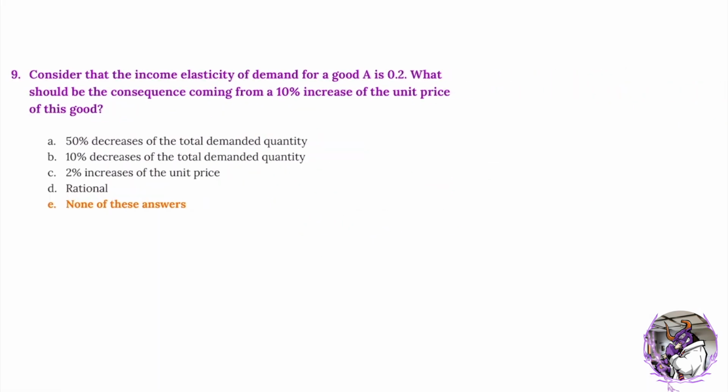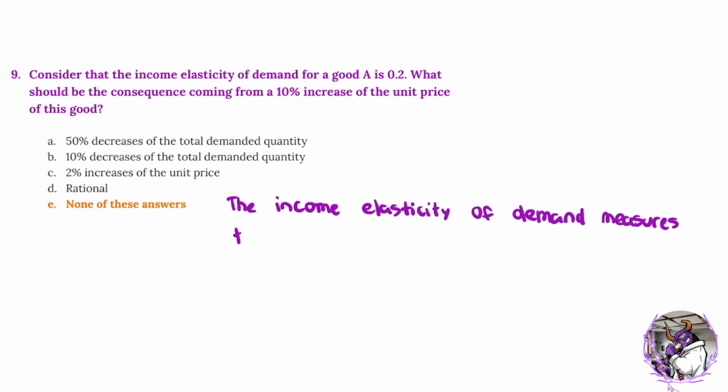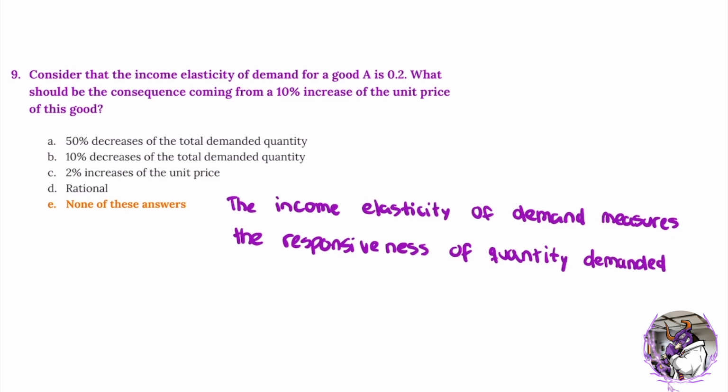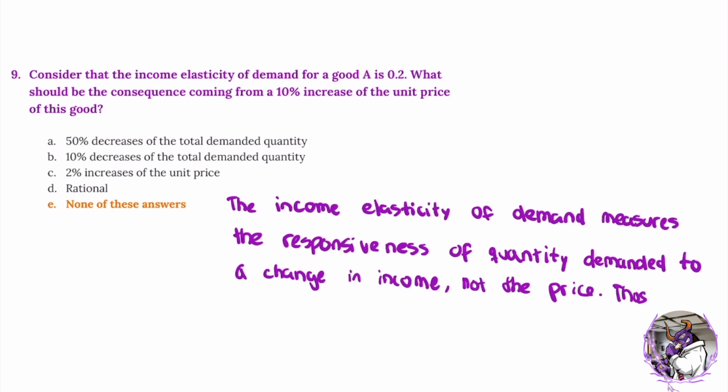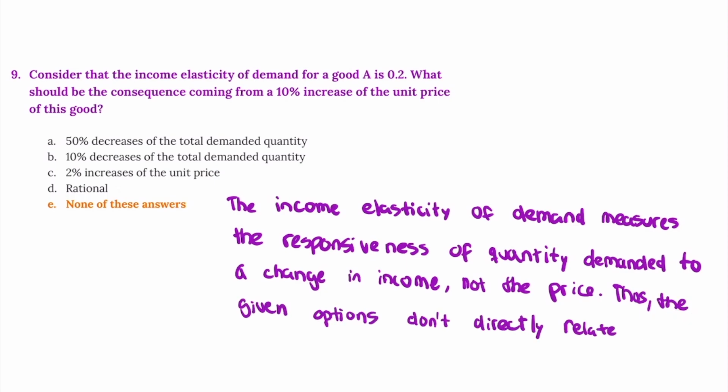Question 9. Consider that the income elasticity of demand for a good A is equal to 0.2. What should be the consequence coming from a 10% increase of the unit price of this good? The correct answer is answer E, none of these answers. It is because the income elasticity of demand measures the responsiveness of the quantity demanded to a change in income, not the price. Thus, the given options do not directly relate to the scenario in question 9.